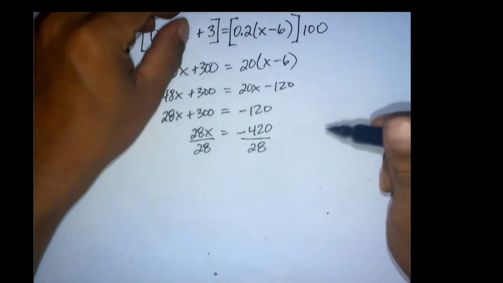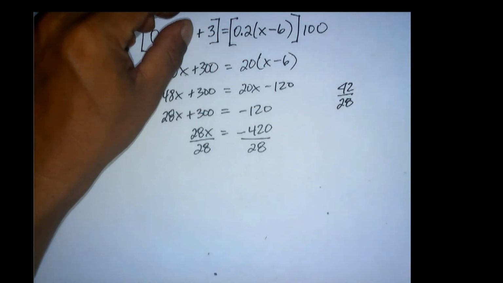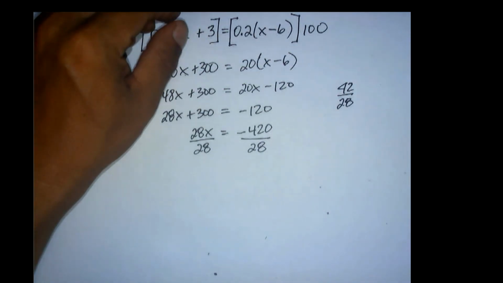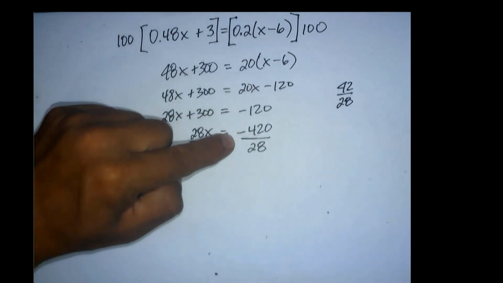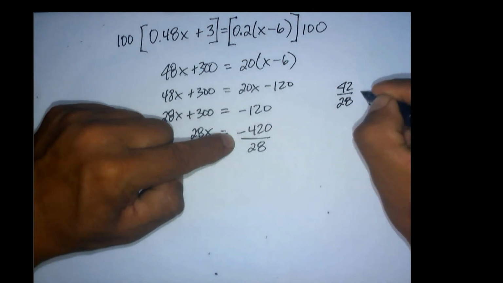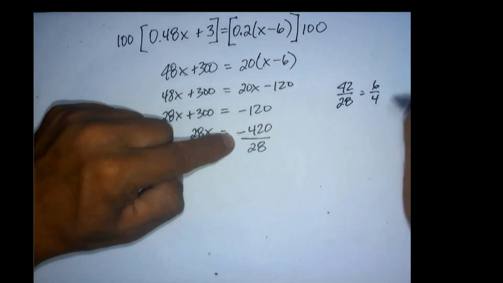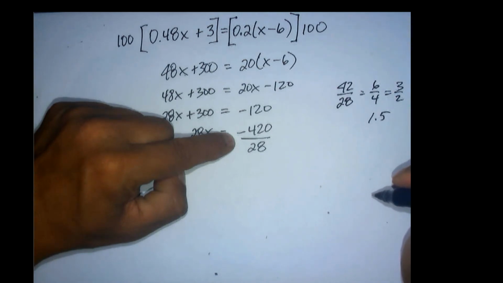Just so happens, let's look at this fraction right here. And 14, if you divide, both of those are divisible by 7, which is 6 over 4, which is 3 over 2, which is 1.5. 3 over 2 is 1.5, right?